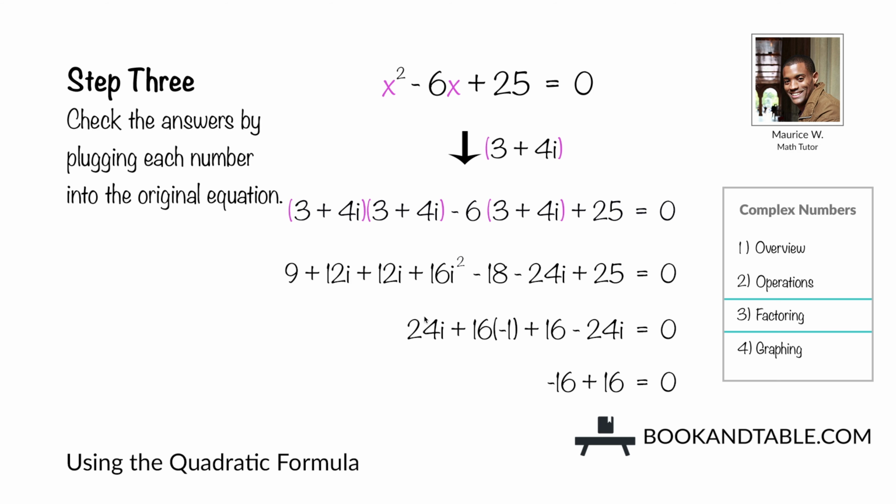12i plus 12i is 24i. 16 times i squared is 16 times negative 1, minus 24i. And we have 9 minus 18, which is negative 9. Plus 25 is positive 16. 24i minus 24i cancel each other out, leaving us with 16 times negative 1, which is negative 16, plus 16, which is equal to 0. So this confirms that x also equals 3 plus 4i.